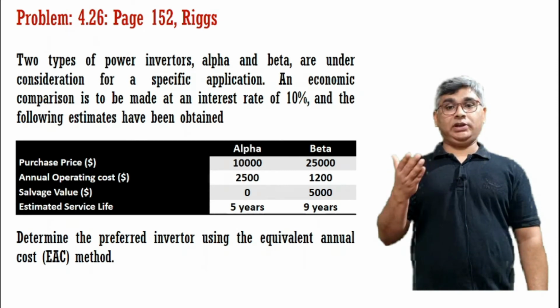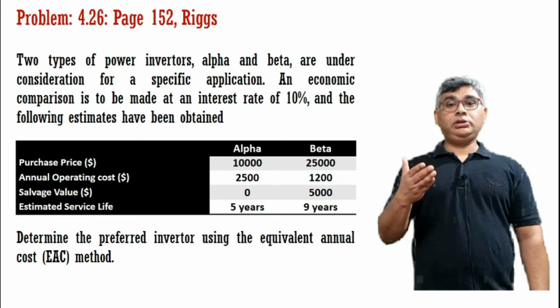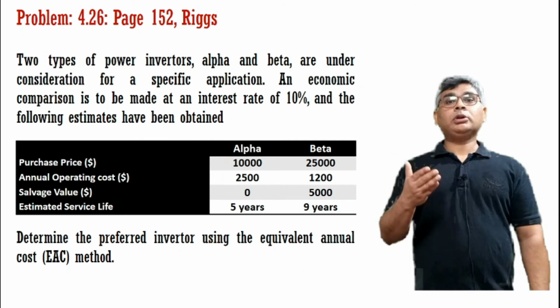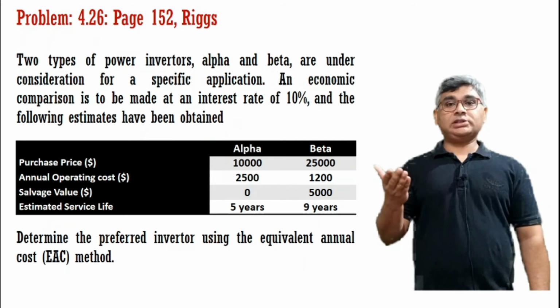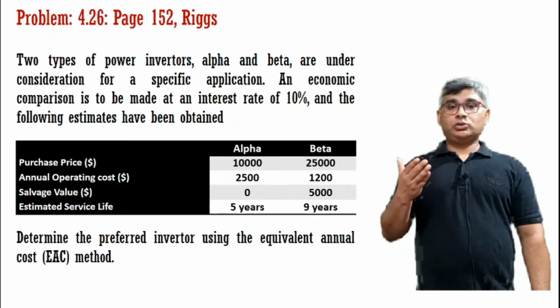We have to compute the annual worth of the two, and accordingly it is to be decided which alternative should be the selected one. So let us see how we are going to solve this problem. So let's solve the problem.